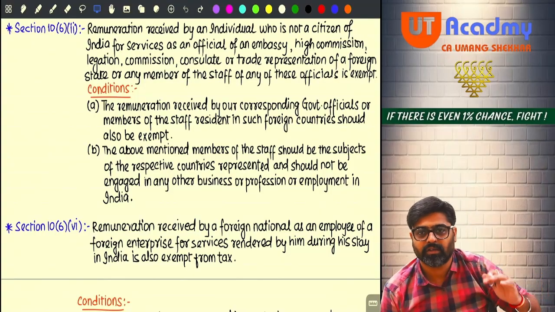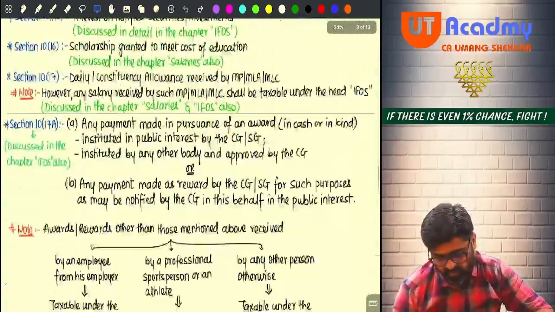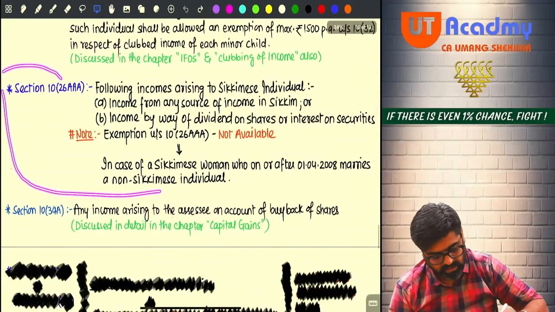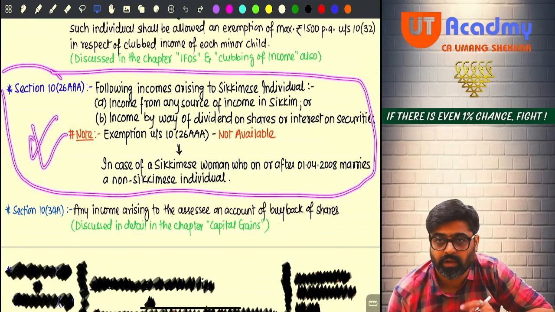10-4 done, 10-6 done. Now come to 10-10 BC I have already done, no? 10-10 BC already done. 10-26 AAA. See, this is 10-26 AAA. Now I want all of you to read this. Read it once.